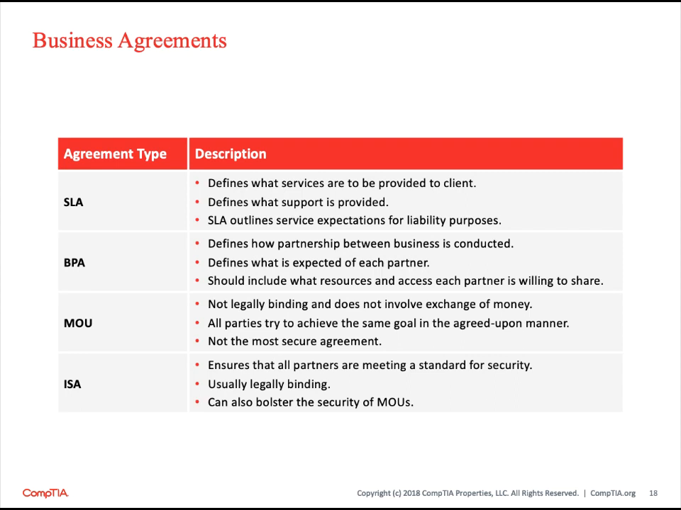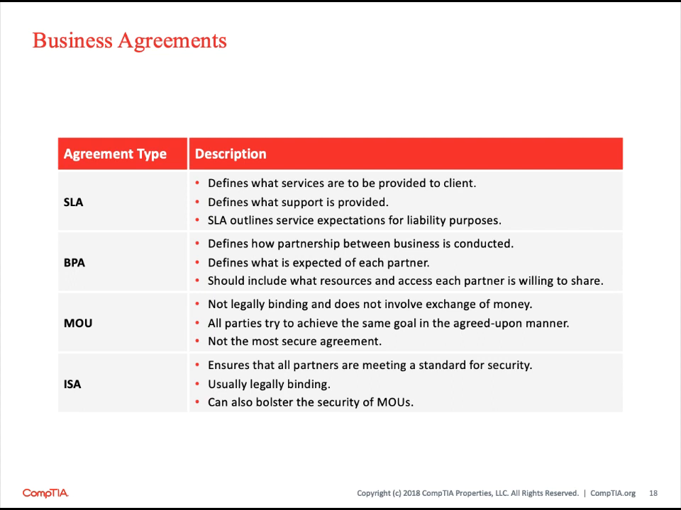Then we have business agreements. So all of these will definitely be on your test. We have different types of agreements. So we have a service level agreement. That's going to be an SLA. This is an agreement that is going to clearly define what services are to be provided by the client and what support is going to be provided as well. And so our resources can include everything from hardware and software to human resources, right? What personnel we are going to provide to another organization as defined by the service level agreement.